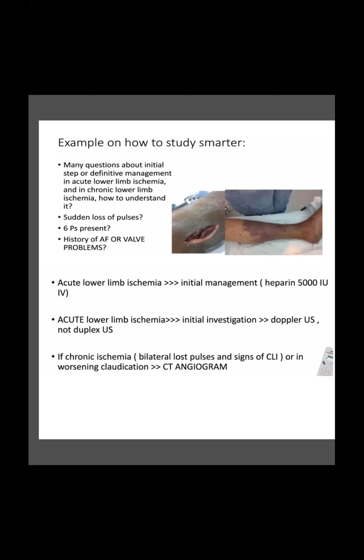Acute lower limb ischemia, initial investigation, Dr. Monia's case: Doppler ultrasound. Doppler ultrasound, not duplex, but in some questions, some records, they post duplex. So whatever they post, Doppler or duplex, answer accordingly. If chronic ischemia, with bilateral lost pulses, signs of chronic limb ischemia, we have to do CT angiography for stenting or bypass according to the report. So for chronic limb ischemia, we have to do CT angiogram.